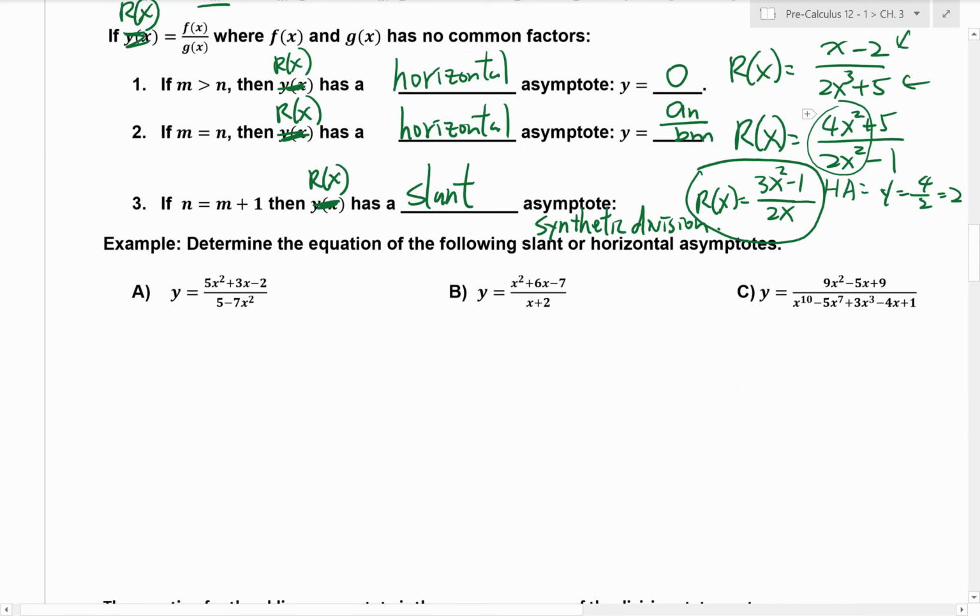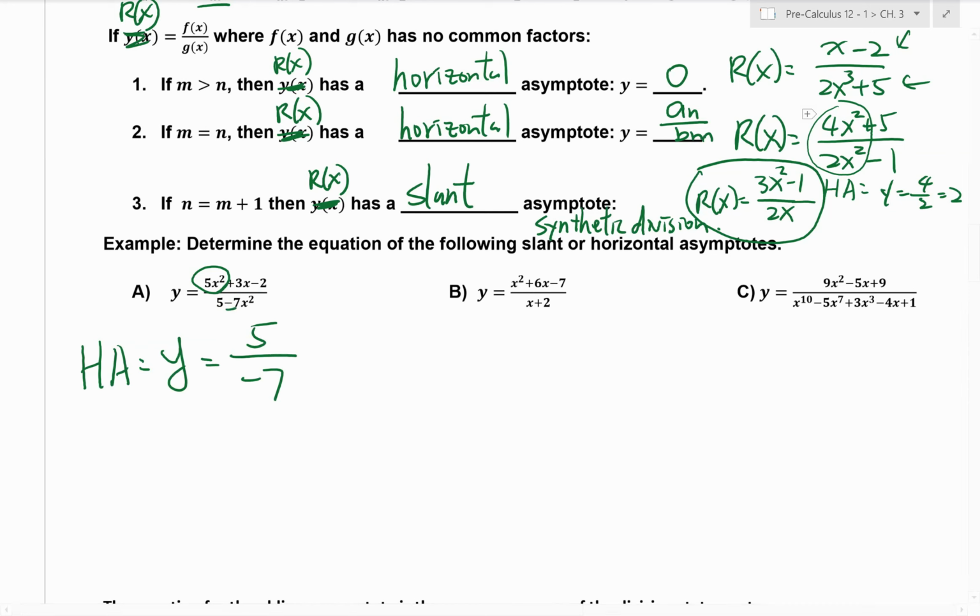Let's take a look. Part A. If you look at the highest exponent, that's this term and that's this term. Both have degree 2. In that case, we would have a horizontal asymptote, and the equation for that is the leading coefficients divided by each other. 5 divided by -7. So be careful, you've got to take this negative sign into consideration, okay? It's not just 7, it's -7.